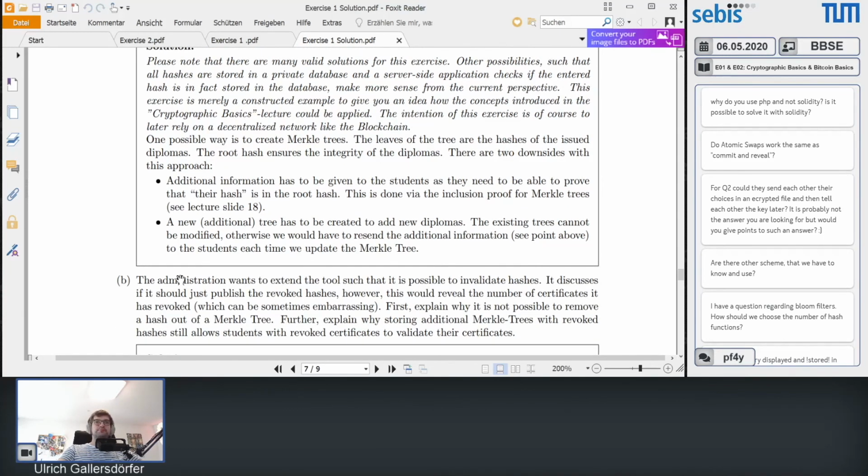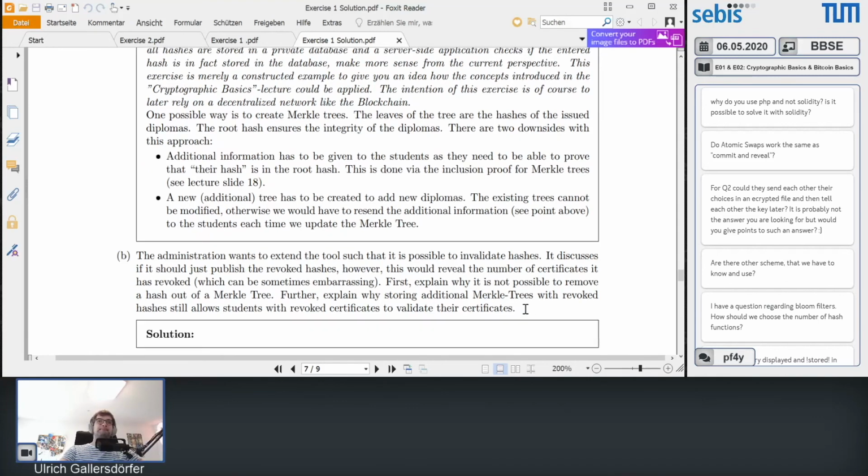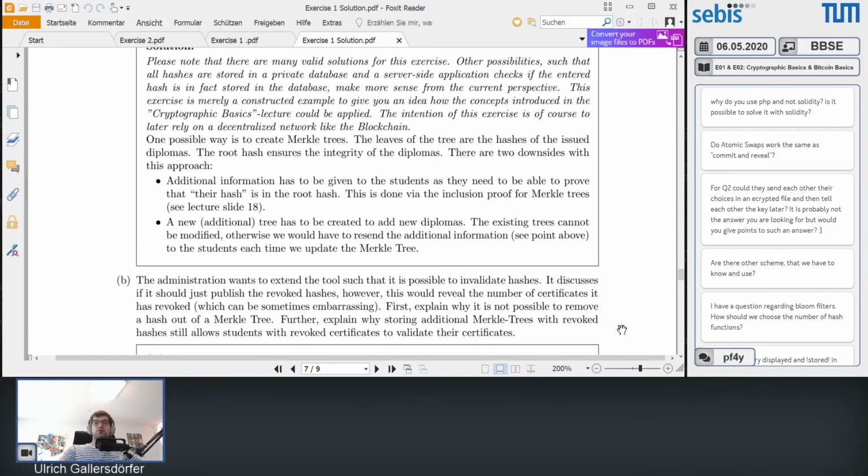Okay. The administration wants to extend the tool such that it is possible to invalidate hashes. It discusses if it should just publish the revoked hashes. However, this would reveal the number of certificates it has revoked. First, explain why it is not possible to remove a hash out of a Merkle tree. Further, explain why storing additional Merkle trees with revoked hashes still allows students with revoked certificates to validate their certificates. The solution is quite simple. So explain why it is not possible to remove a hash out of a Merkle tree.